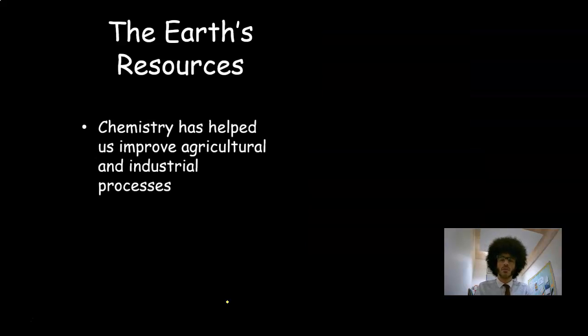Another good example of how this has developed even more in the modern era is the role of chemistry. Chemistry has helped us make these agricultural processes and a lot of industrial processes far more efficient, and that means that we can meet the needs for more people. There's a couple of examples I'd like to discuss here.